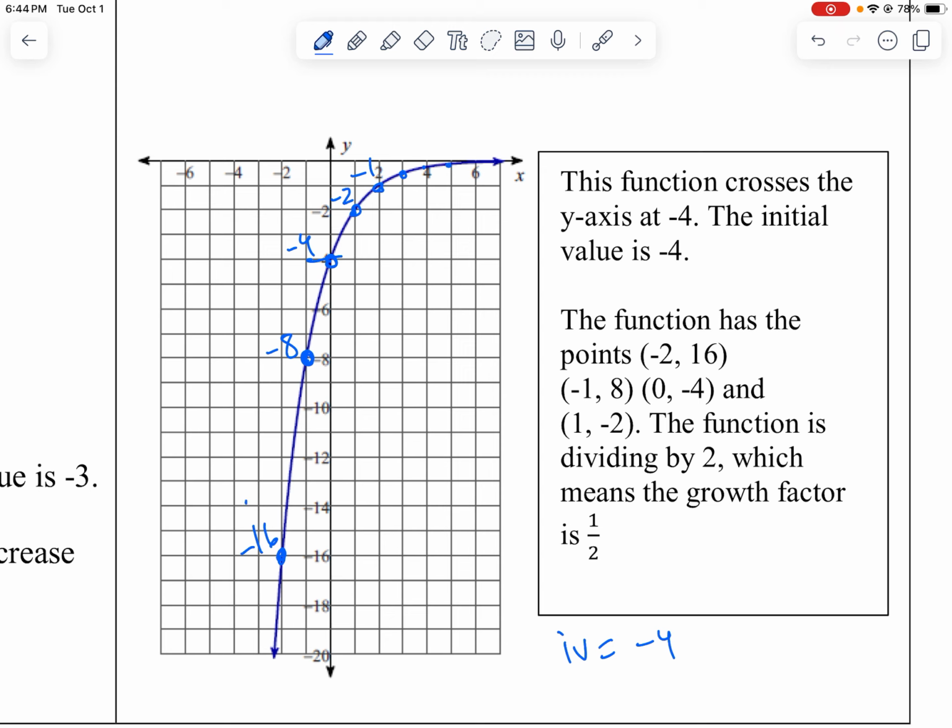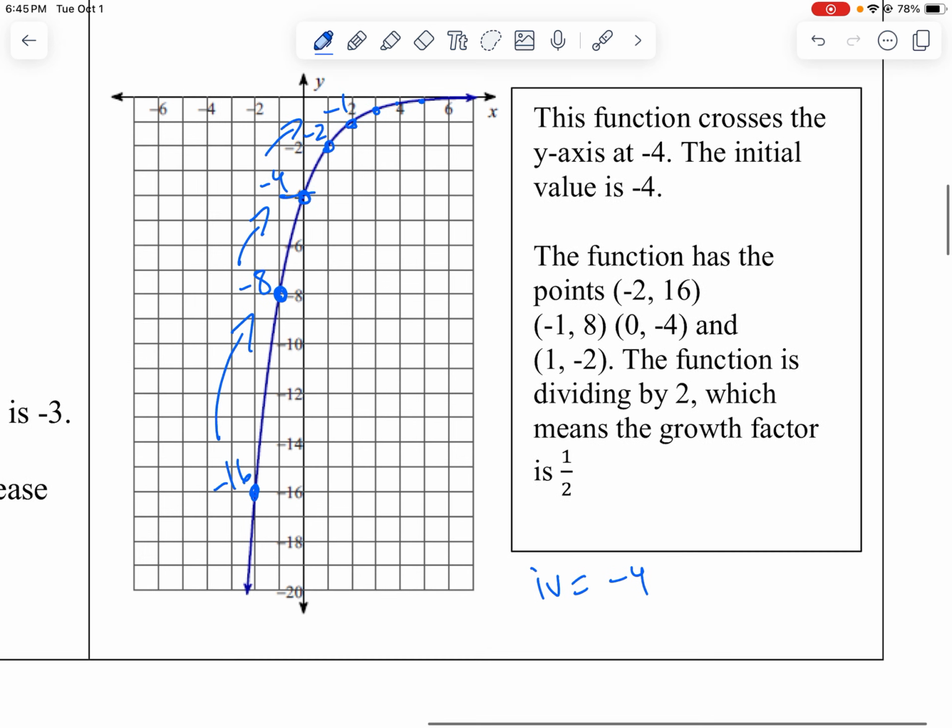These ones are a little bit hard to tell, but it is getting smaller. But I'm looking at my pattern here. Okay, I'm going from negative 16 to negative 8 to negative 4 to negative 2. Always go from left to right. And I see that I am getting smaller. It's dividing by 2. But for my growth factor, you never put a divide number. Instead, you're going to write that as a fraction. So if you're dividing by 2, that is the same thing as times by 1/2. So my growth factor is going to be 1/2.